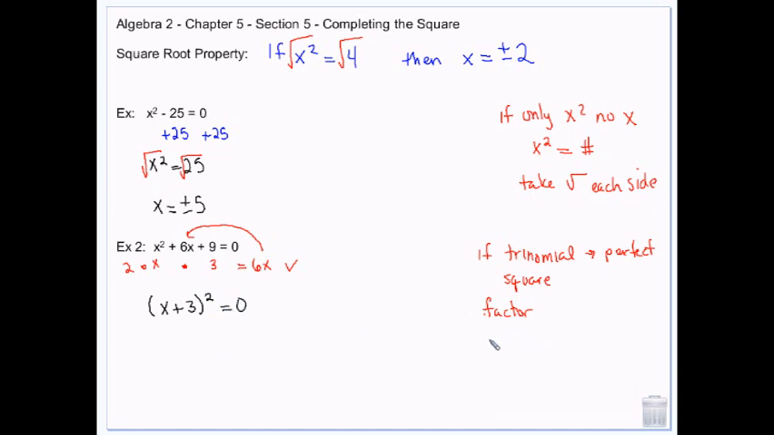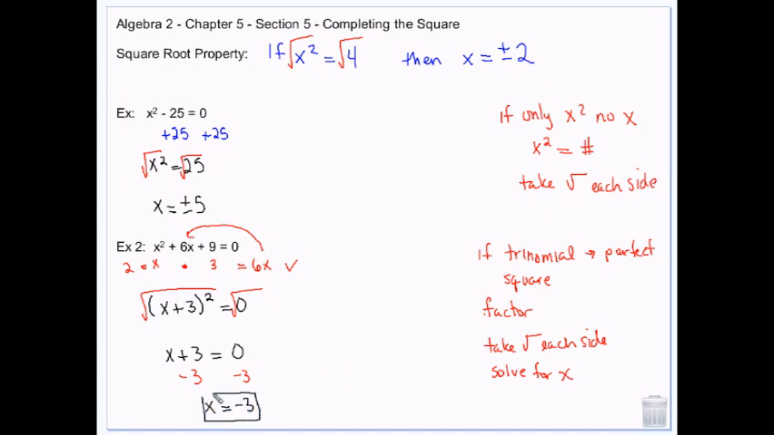After I factor it, I take the square root of each side. Well, the square root of x plus 3 squared is x plus 3. And the square root of 0 is 0. And then I solve by subtracting 3 from both sides. And x is negative 3.